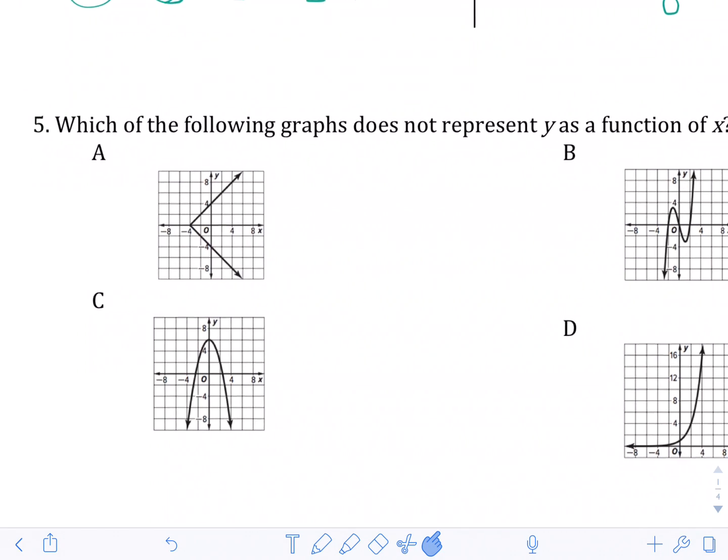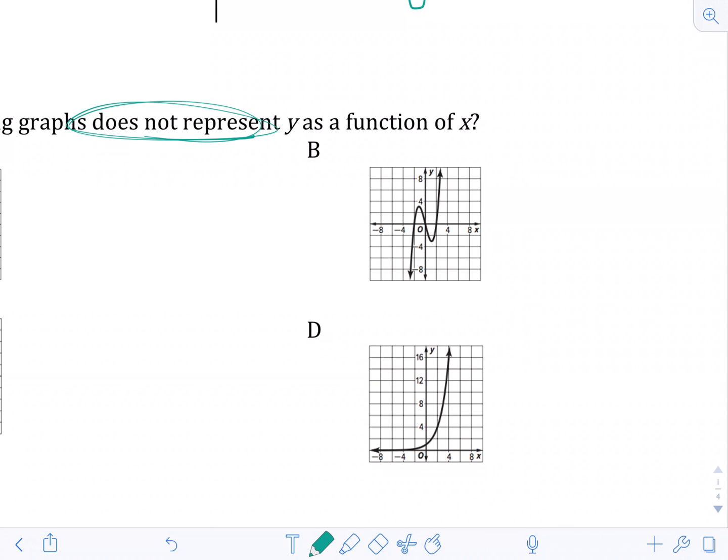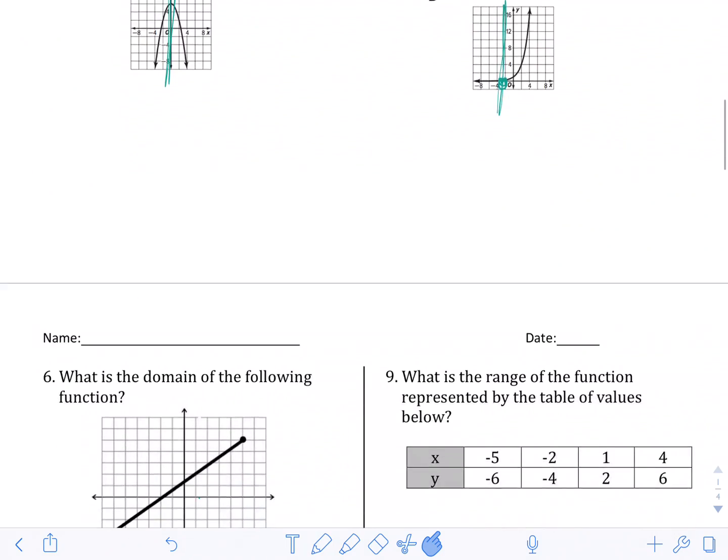Number 5, which of the following graphs does not represent y as a function of x? Just do your pencil test. It'll be very obvious, like this first one where you cross the graph twice. So A would be which one does not represent. C, you draw your line one time, it only touches one time. B, draw your line, it only touches one time. D, draw your line, it would only touch one time. So the only time that it crosses twice, which is very, very obvious, would be A.